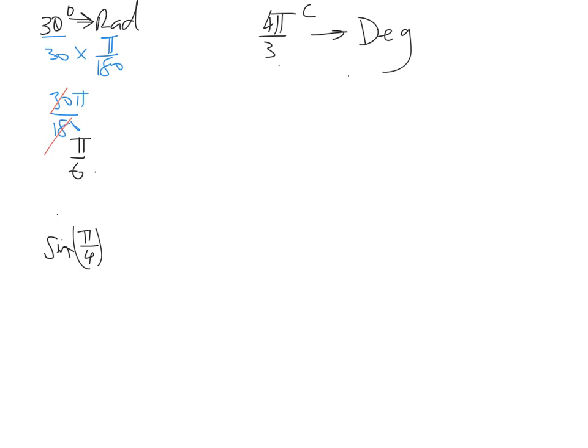Now, to go from radians to degrees, we do the opposite. So we take our radian measure, 4 pi over 3, and we multiply that by the reciprocal of this, which is 180 over pi. So now what we end up with is 4 times 180 pi over 3 pi. So the pi's will cancel. 180 divided by 3 gives us 60. So we've got 4 times 60. So we end up with 240.